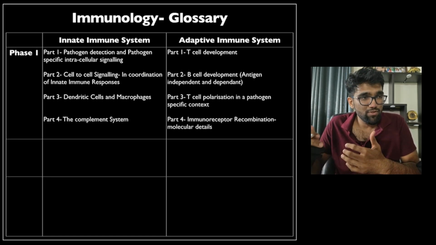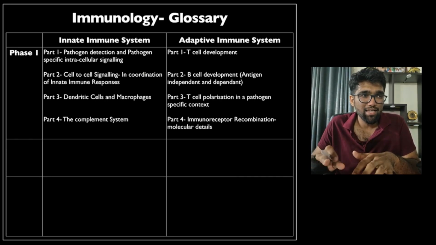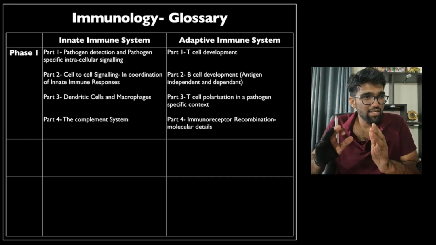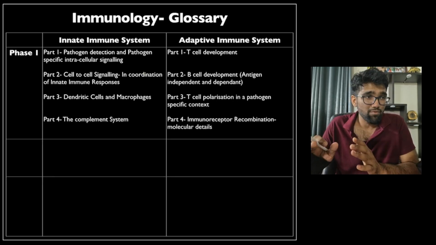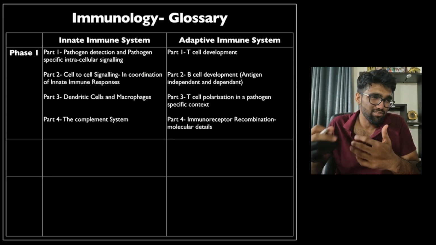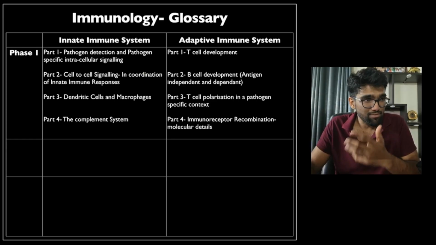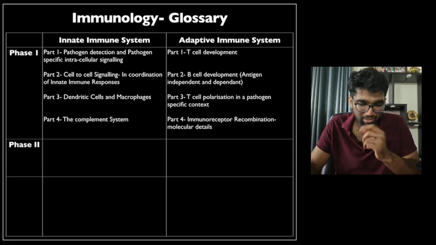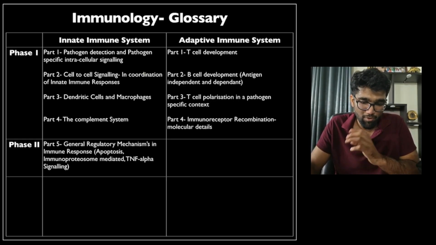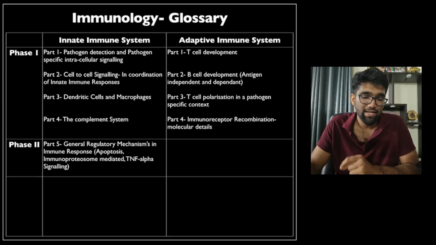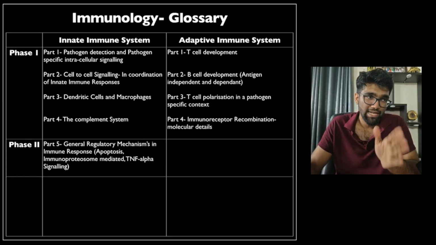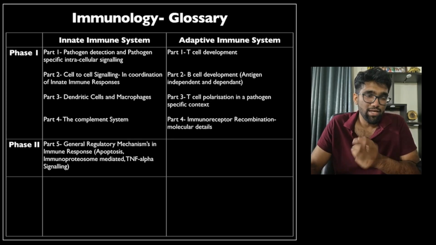Once I'm done with phase one, essentially you will be quite clear about the basic functioning of the innate and adaptive immune systems, and from there you can take it on yourself and understand everything clearly if you think about it. However, I will be going ahead and talking about, in part 5 of the innate immune system, general regulatory mechanisms that are applicable to the innate immune system and by extension to the adaptive immune system.